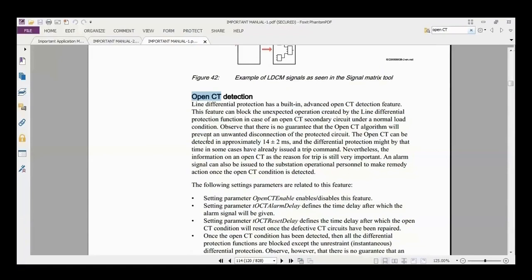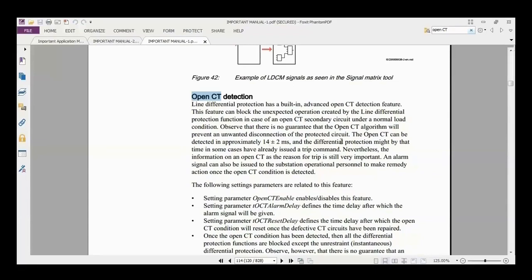This thing can close open procedures that have been fixed in an open state. You see that there is none. The OpenCT can be determined in about 14 milliseconds.